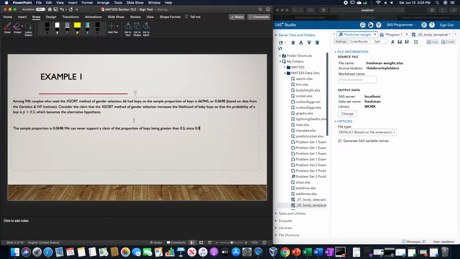Since 0.0698 contradicts the alternative hypothesis, we wouldn't even bother to compute the actual sign test due to the fact that it's already contradicted, and as such we could reject the alternative in favor of the null hypothesis.